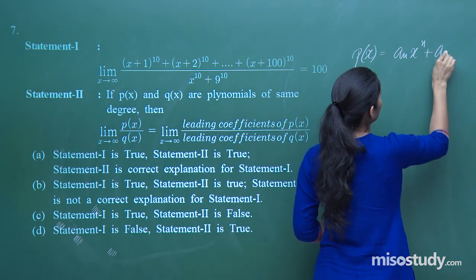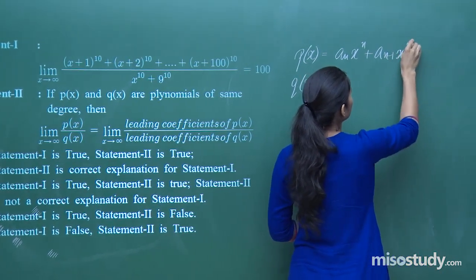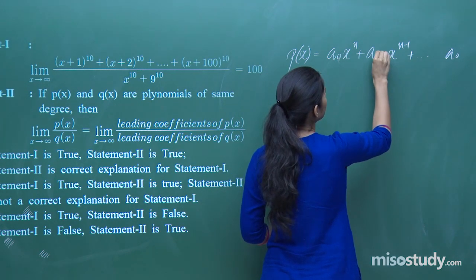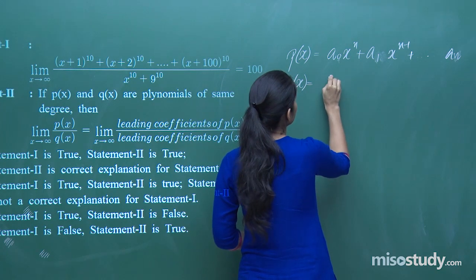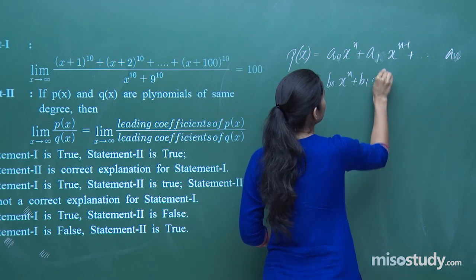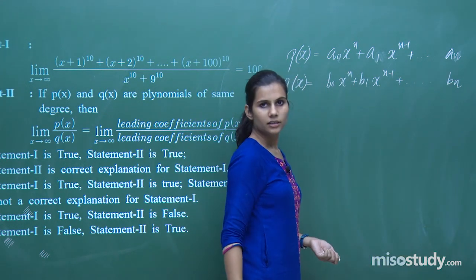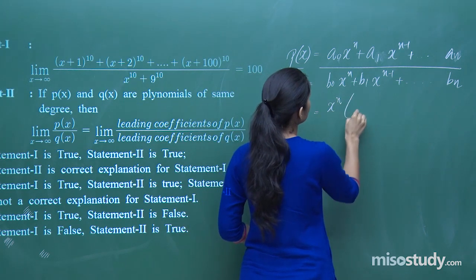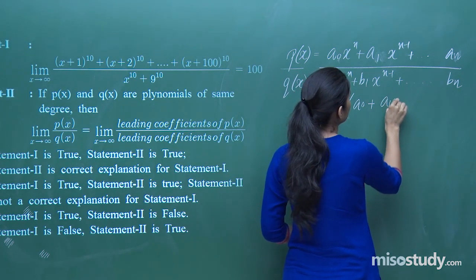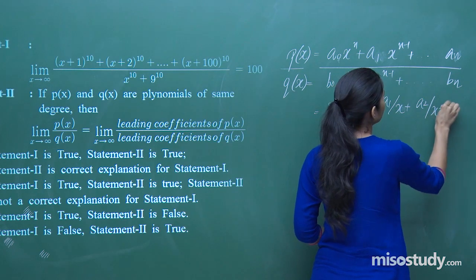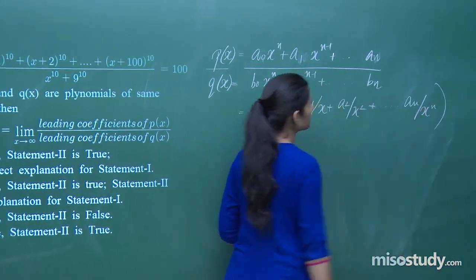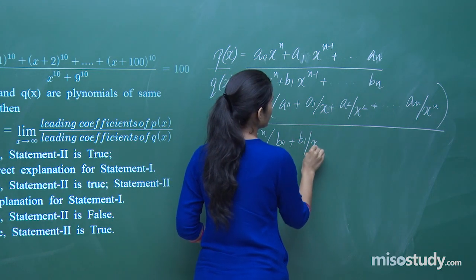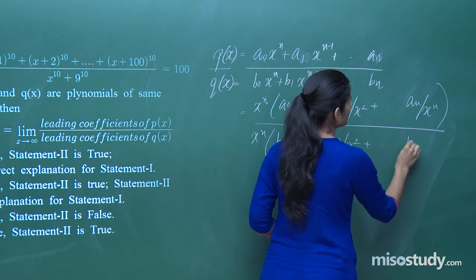px is a naught x to the power n plus a1 x to the power n minus 1 plus and so on an, and qx again I am taking as b naught x to the power n plus b1 x to the power n minus 1 plus and so on bn. If I talk about px by qx, what happens? I can take out x to the power n common. When you take out x to the power n common, what are you left with? a naught plus a1 by x plus a2 by x square plus and so on an upon x to the power n. Similarly, from the denominator also, when you take out x to the power n common, you are left with b naught plus b1 by x plus b2 by x square plus and so on bn by x to the power n.